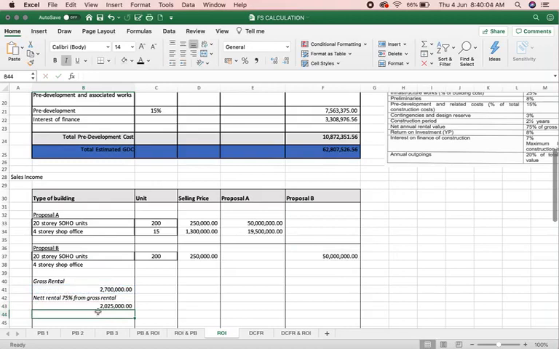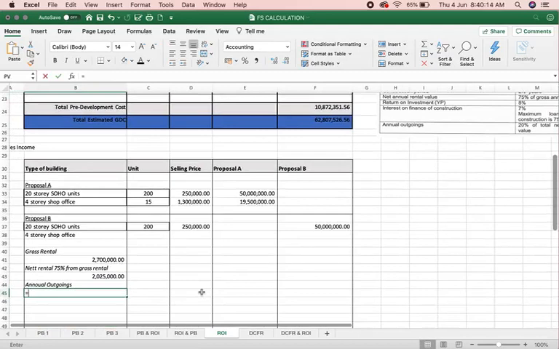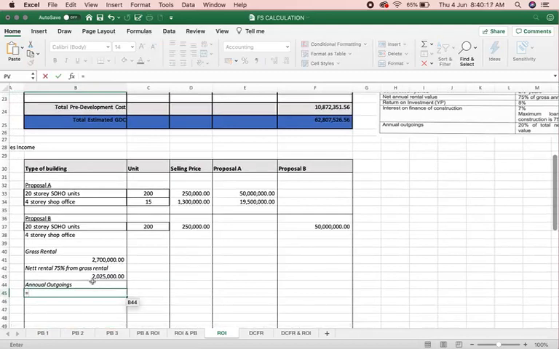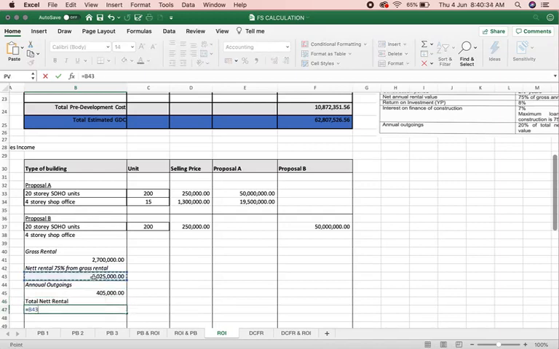This is per year. But then we have to subtract the annual outgoing. The annual outgoing is 20% of the total net annual value. So take the 75% figure just now times 20%. So therefore our total net rental is 2.0 minus 0.405, so you will get 1.6 million.